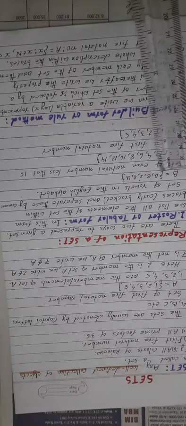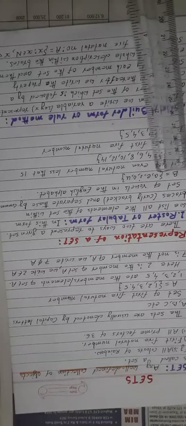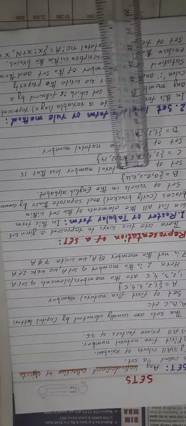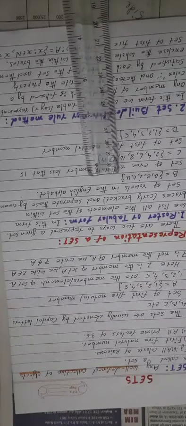Now see, in roster form, what we do is give the name of the set. Suppose this is B. We write curly brackets, and what are the vowels? A, E, I, O, U. We write the elements, the original elements, with a comma between each element within the braces.